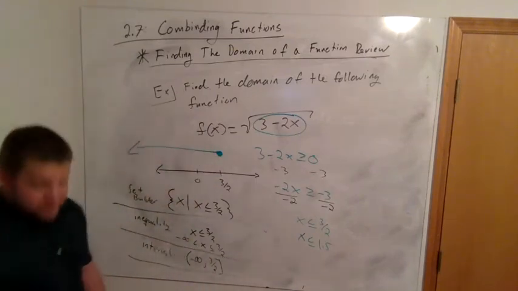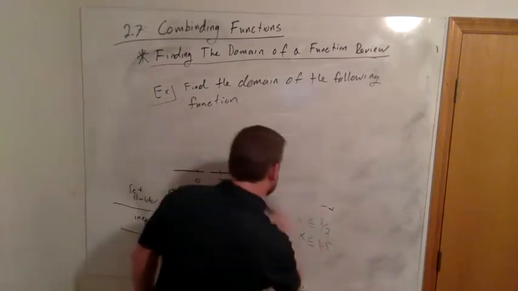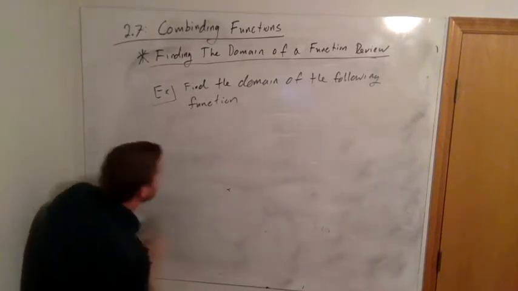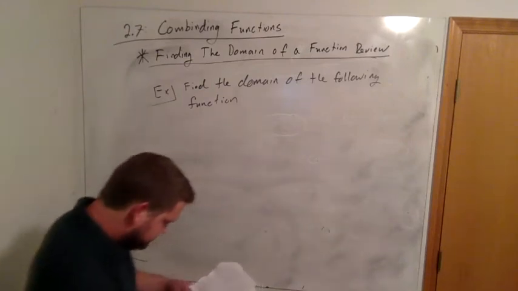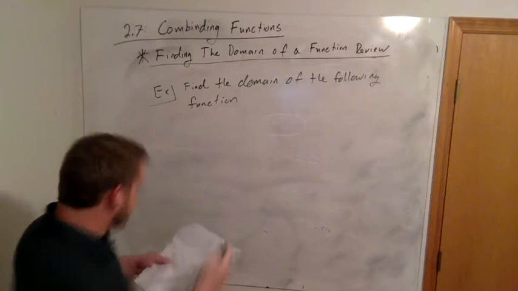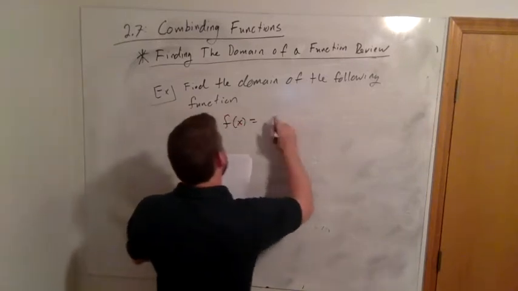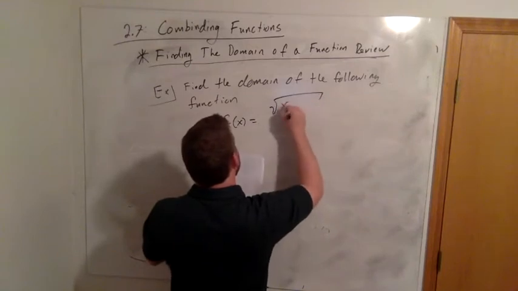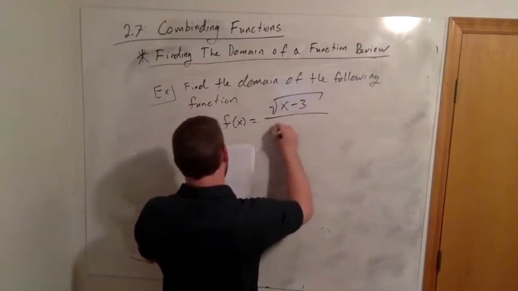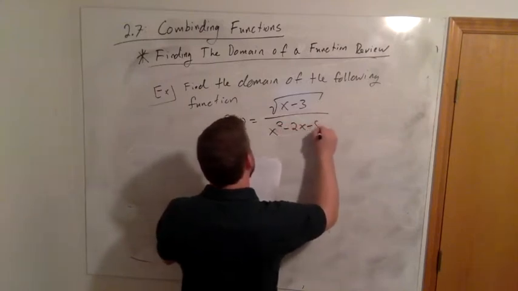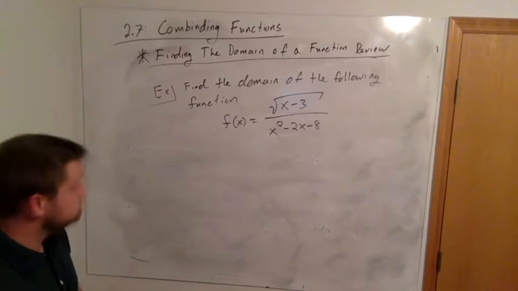Okay, let's do another example. Let's spice it up a little bit. Let's say for our next example we have the function f of x equal to the square root of x minus 3, all over x squared minus 2x minus 8. Go ahead and pause the video and give this one a shot on your own.